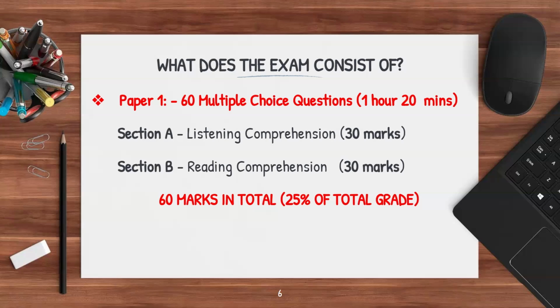Section B is a reading comprehension section, with 30 multiple choice questions, and each question is worth 1 mark. Now, I want you to know and understand that in the listening comprehension section and the reading comprehension section, there are going to be different kinds of questions that you're going to have to respond to. So don't expect that everything is going to be the same.